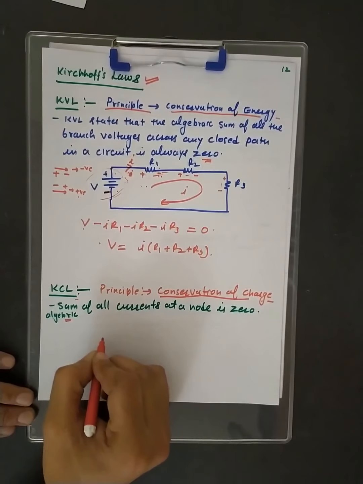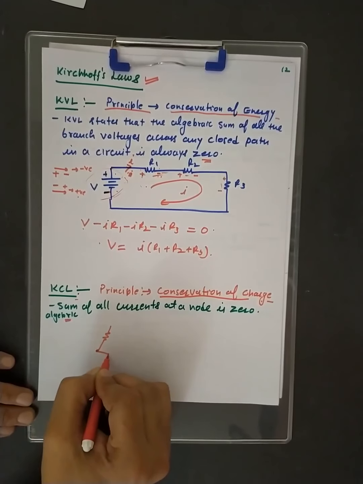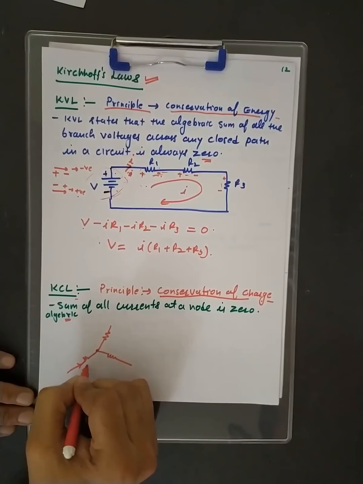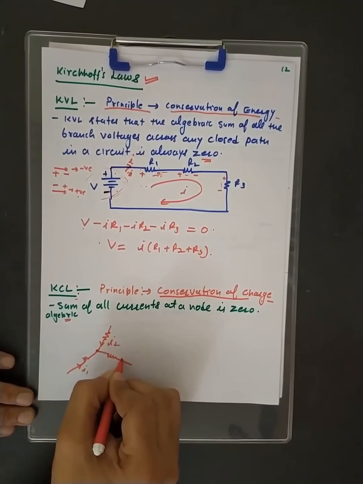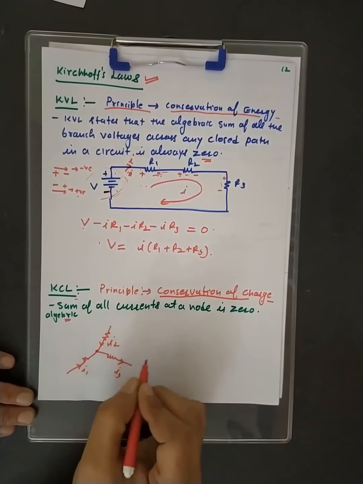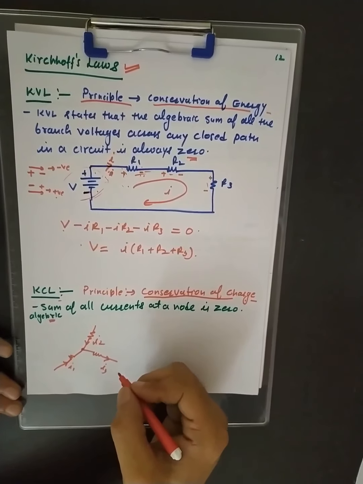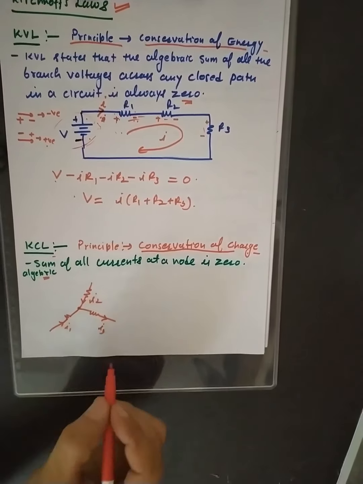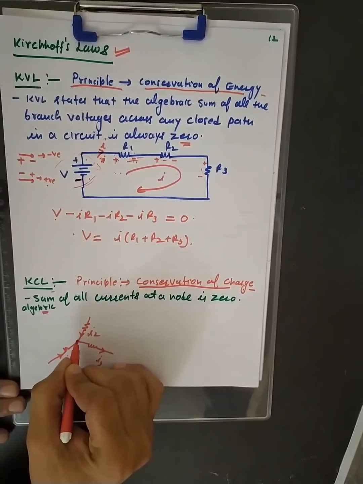So KCL means, suppose you have a node, a node where two or more elements are connected. Suppose like this. Here current I1 is coming in, here current I2 is coming in, and here current I3 is outgoing. So the algebraic sum of currents, clear? As per KCL, if you take the sum of currents at this node, that is the total incoming current.